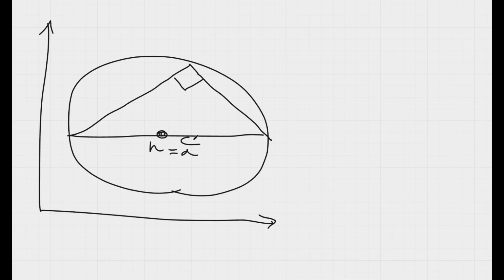And yeah, the angle in a semicircle will always be 90 degrees. So if I was to move this around, it would still be 90 degrees, which is pretty neat.